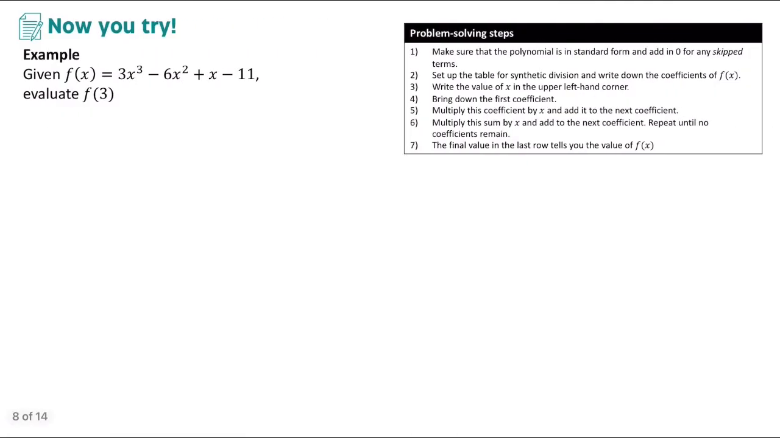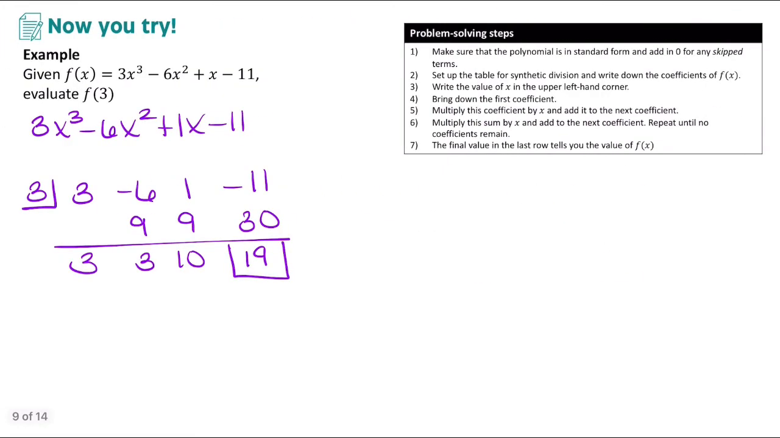So now you can pause the video and try doing this example on your own. So here I just rewrote f of x, and then I added in that coefficient of 1 on my x term. So when I set up my synthetic substitution, I have my 3 in the upper left-hand corner, and then I wrote out all my coefficients of f of x.